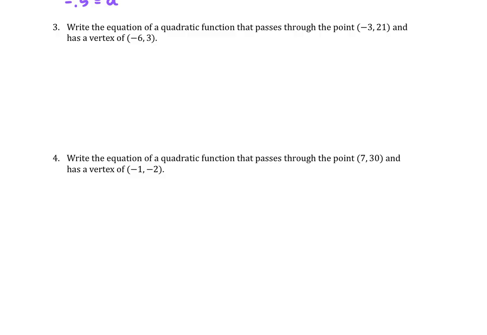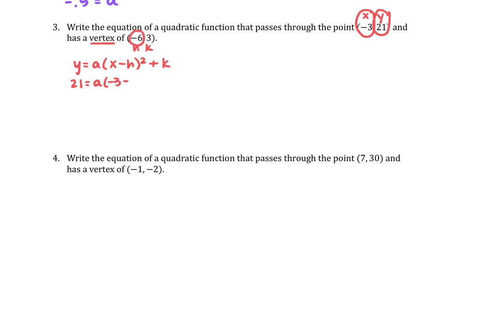Number 3, I'm going to start first with labeling my vertex and point. Vertex, remember, is my h and k. My other point is x and y. I'm going to write out my vertex form equation, and I'm going to plug in what I know. Y is 21. We don't know a. X is negative 3.